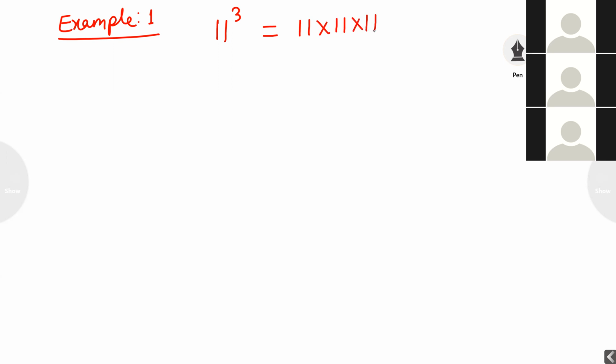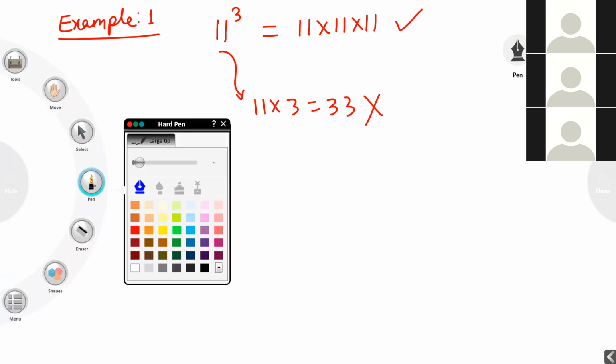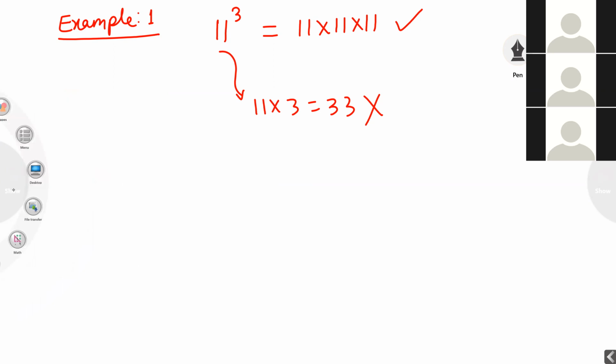Some students will write 11 into 3 is equal to 33. This is 100% wrong. This is the right way: 11 cube is equal to 11 into 11 into 11. We want to multiply 3 times. What is the answer? 121 into 11, 1331.